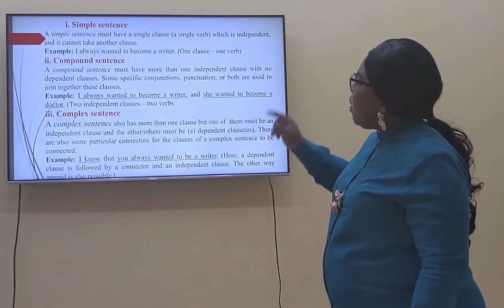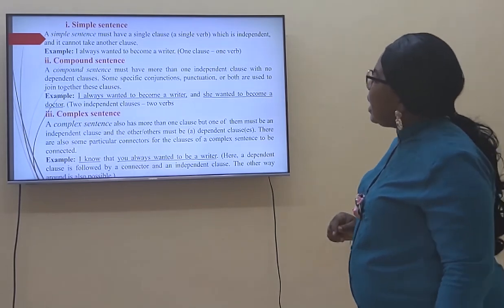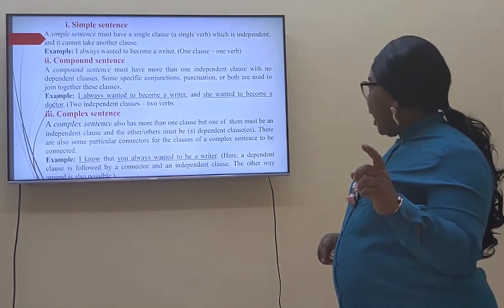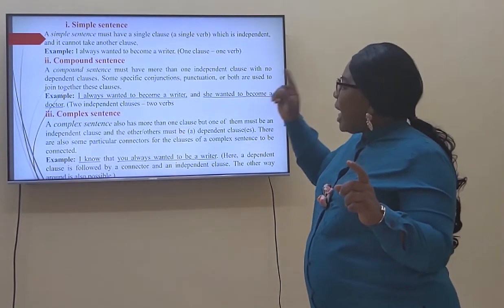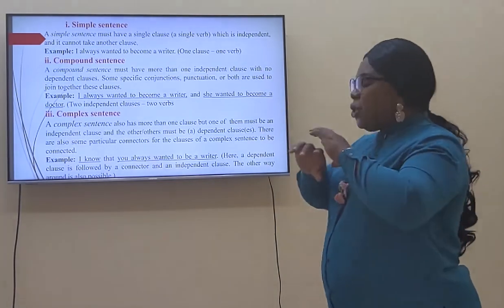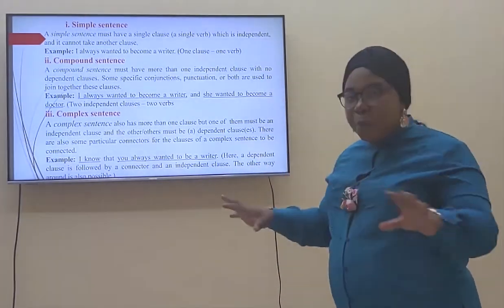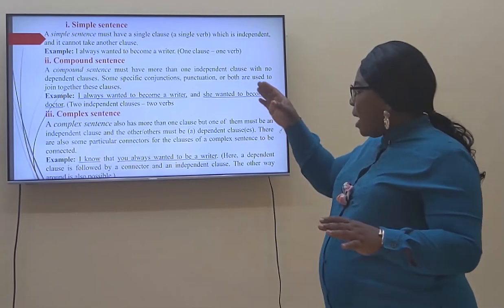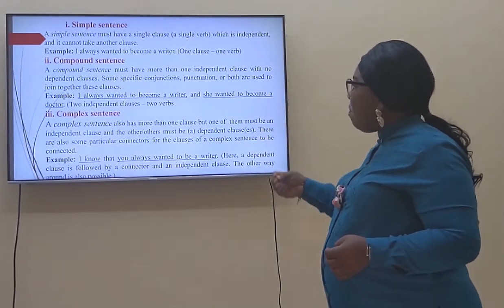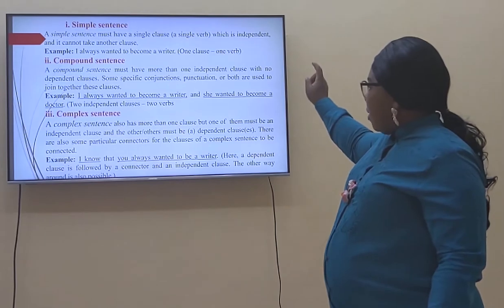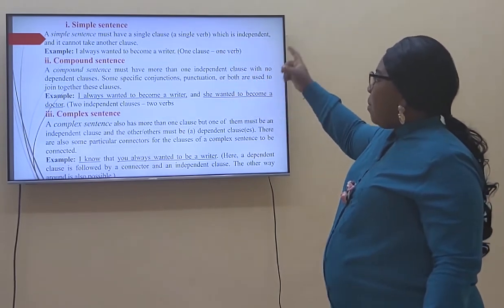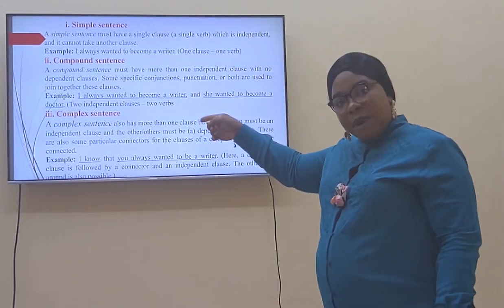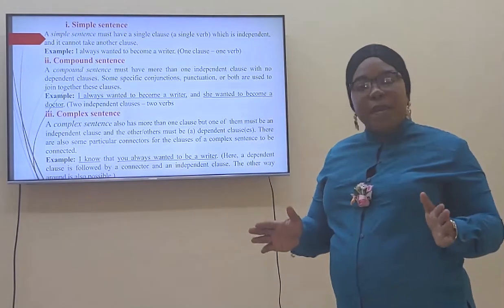Alright, let's look at some examples. What is a simple sentence? A simple sentence must have a single clause or a single verb. Okay, which is independent and it cannot take another clause. That's just a simple sentence, as the name implies. It is simple. It just has one verb and it makes meaning on its own. Example, I always wanted to become a writer. One clause, one verb. You see that? I always wanted to become a writer. This is one clause. What is the verb there? Become. So it has one verb and it is one clause and it makes a full meaning on its own.